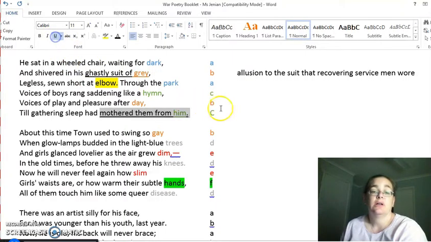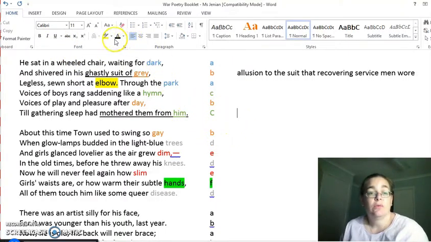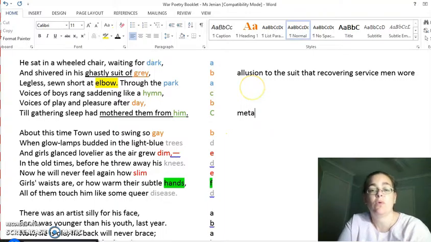Let's give that a little underline and a little metaphor. What colour are we in? Metaphor.